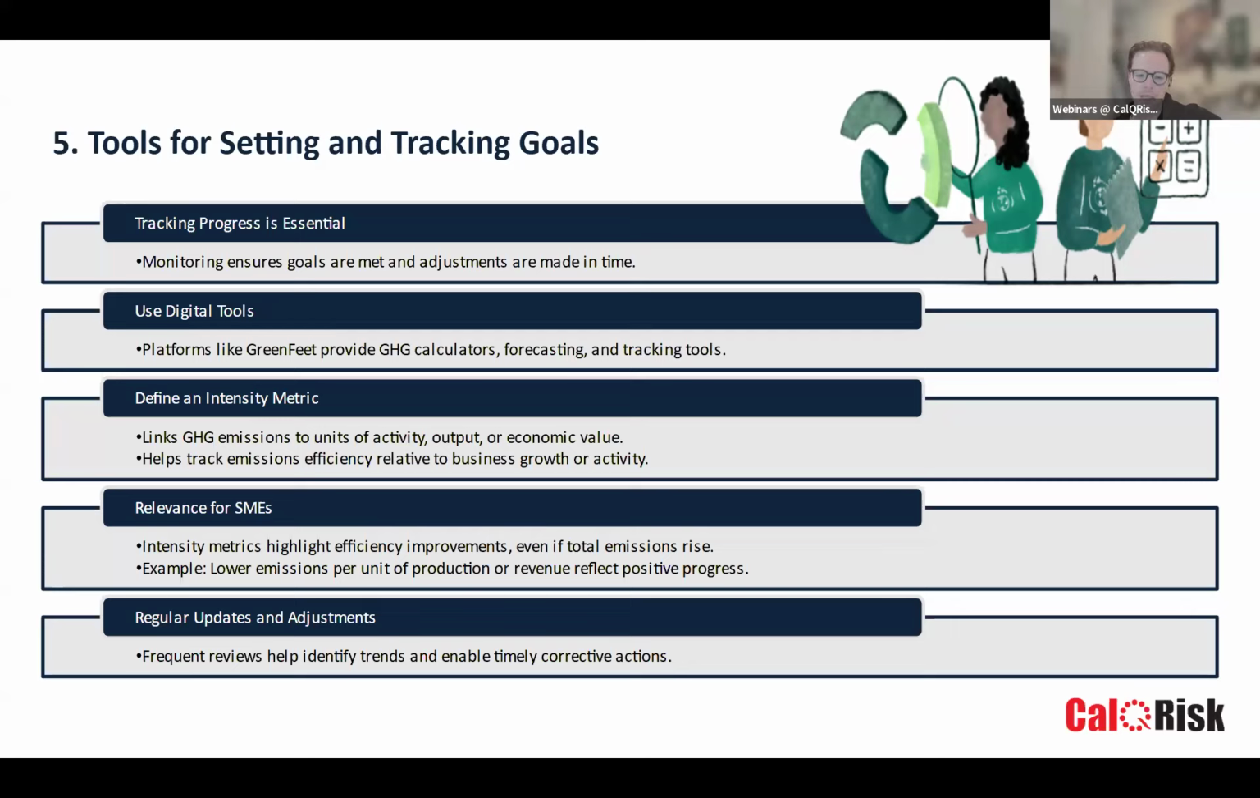For an SME, intensity metrics are often more meaningful than absolute emissions because they can show your improvements even as your business grows. If you're putting in place your little small objectives, you're hitting them, you're ticking them off, even if your business increases in popularity, you grow in size, you're doing more and more business, your intensity metric will fall if you're hitting those targets.